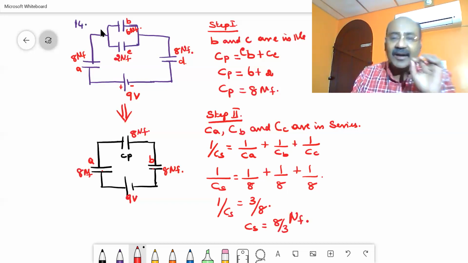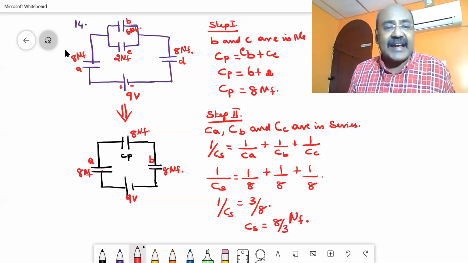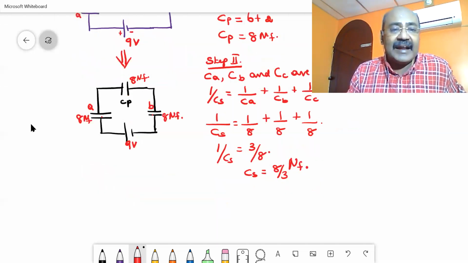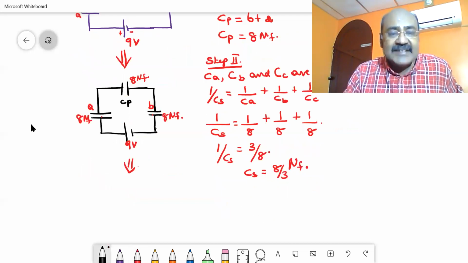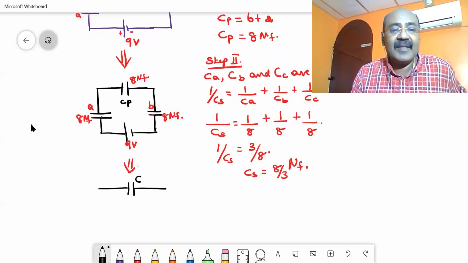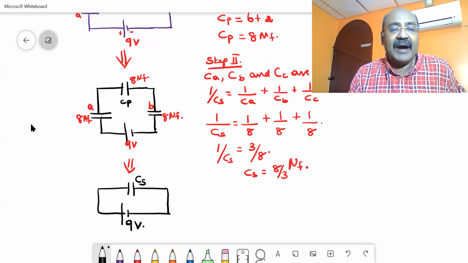Hope you are able to understand this. After completing this second step, what will be the equivalent diagram? The equivalent diagram will have, for all these three capacitors, a single capacitor represented as CS, and to this you are having a potential of 9 volt, and CS is equal to 8/3 microfarad.